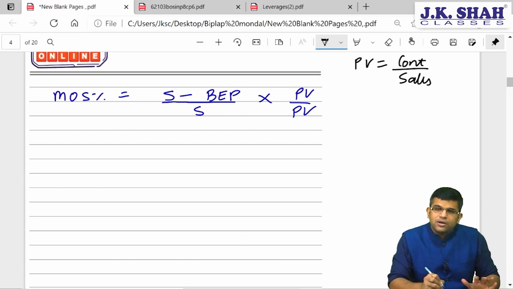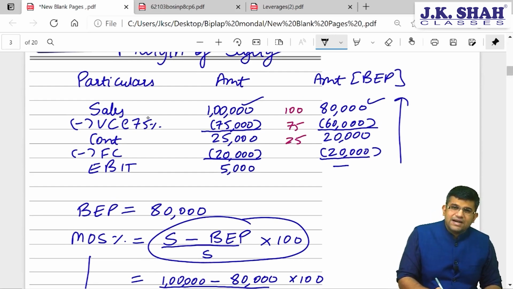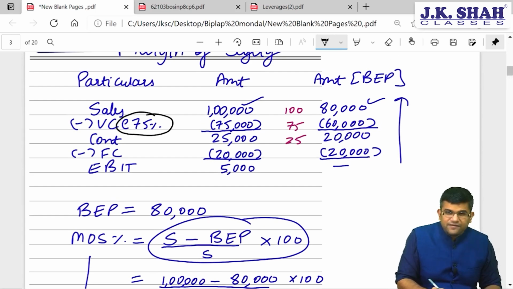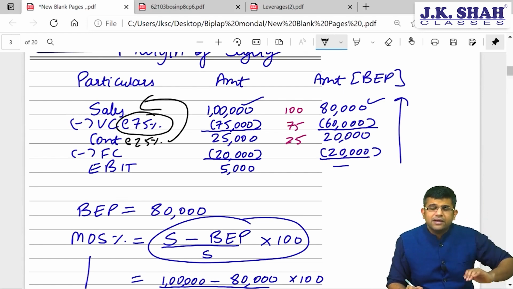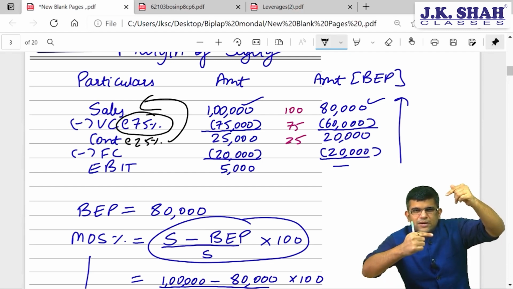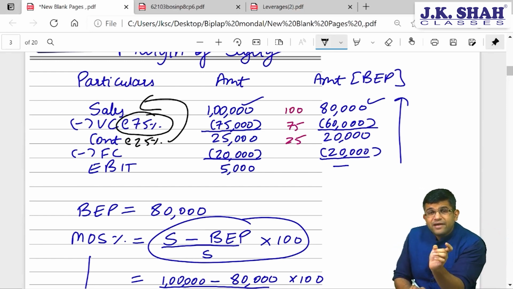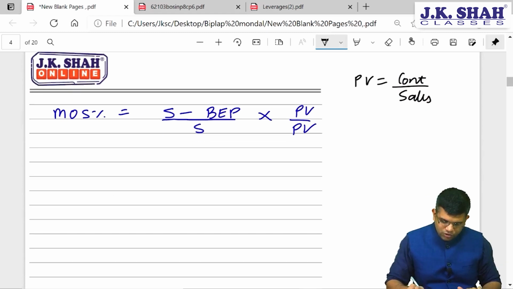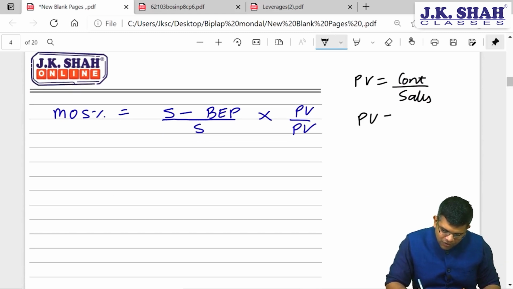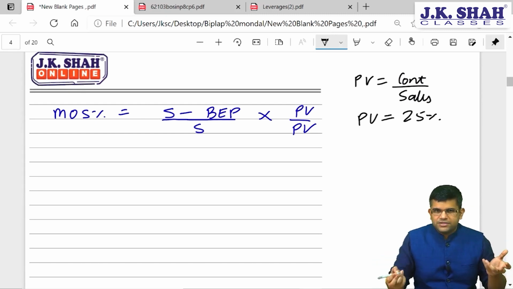In this particular example, children, do you realize that if the variable cost is 75%, contribution will be 25% of sales? Everyone clear? If sales are 100, variable cost is 75, so contribution will always be 25% of sales, and that is exactly the PV ratio. Here, in this example, your PV ratio is 25%. Contribution is 25% of sales.